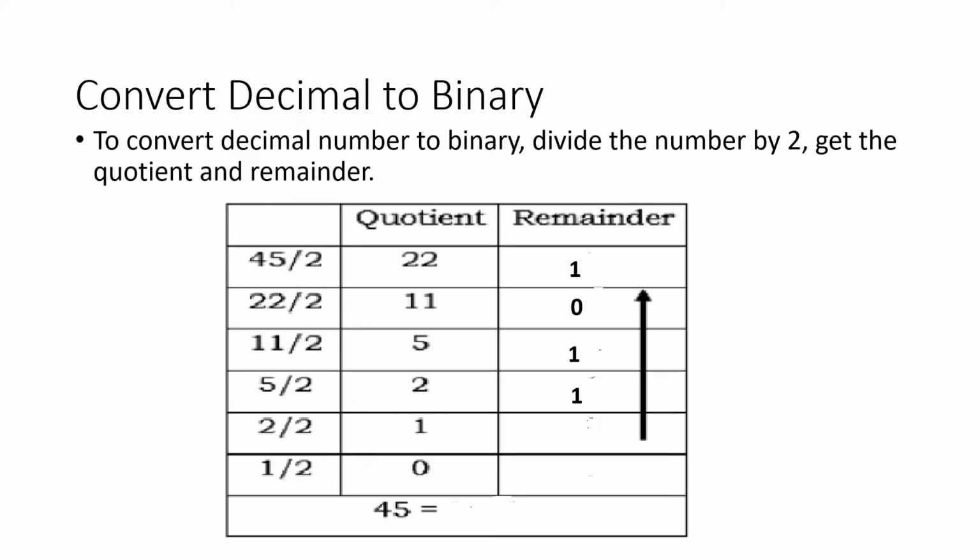2 divided by 2 is equal to 1. Remainder, 0. 1 divided by 2 is 0. Remainder, 1. Now, to write our answer, we're going to write from the bottom going up. So, it will be written as 1, 0, 1, 1, 0, 1. Okay, that is the binary number.